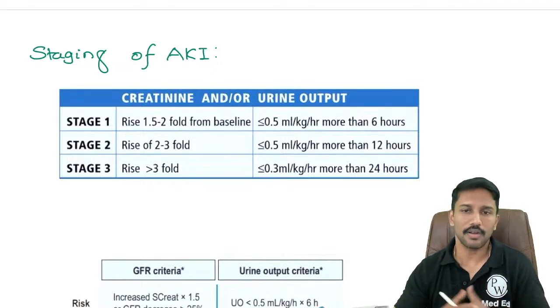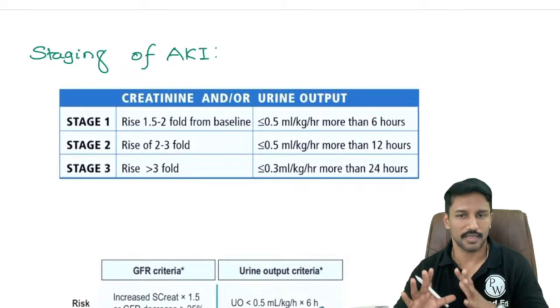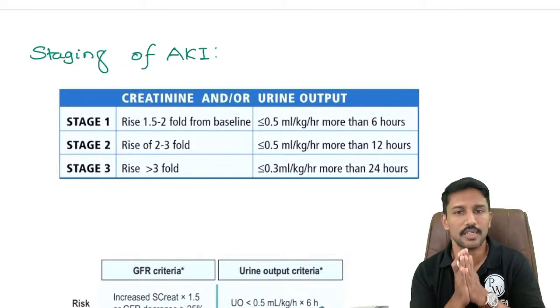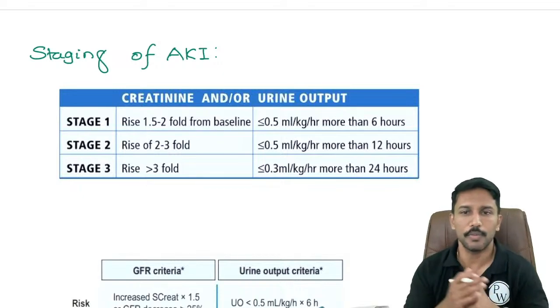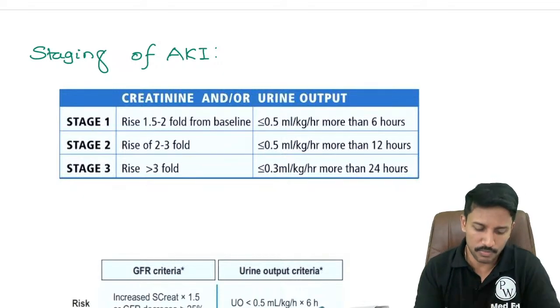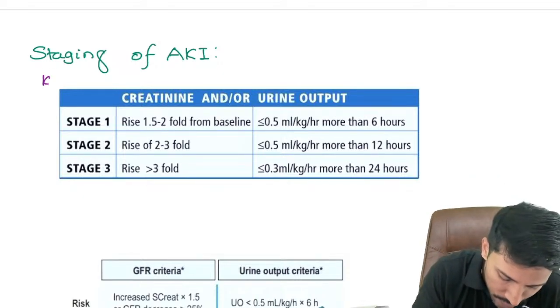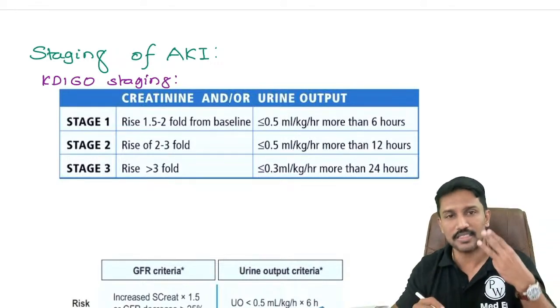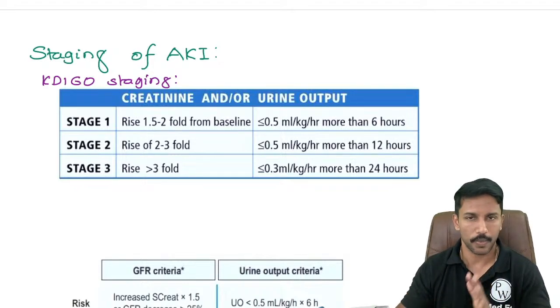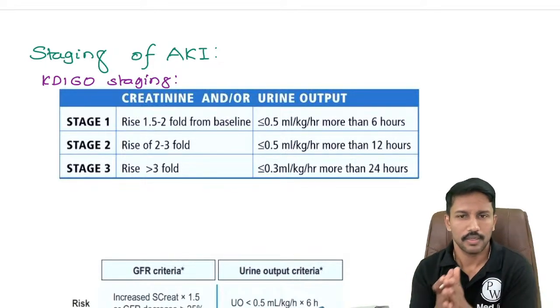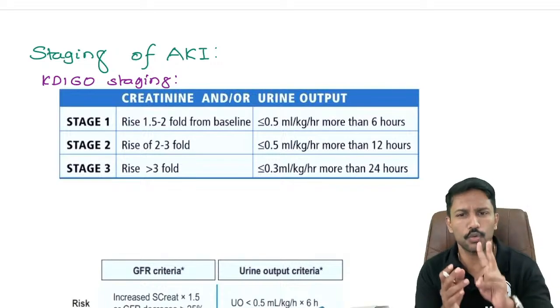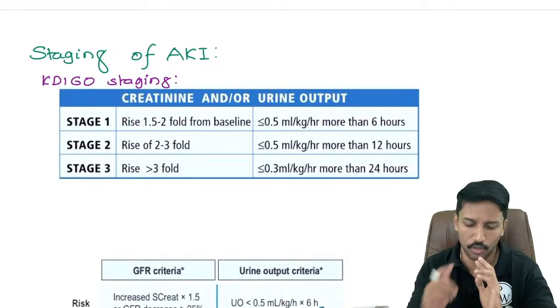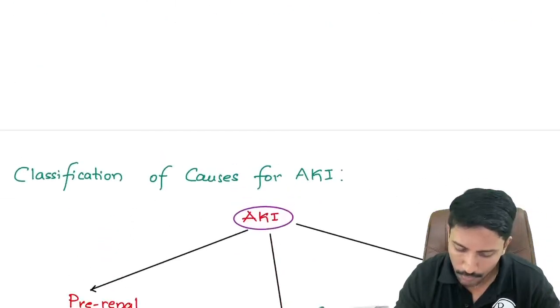Now the next important aspect of the question, where the examiner is objectively looking, is the staging of acute kidney injury. And there will be two staging systems. The first one is called KDIGO staging. In this, the acute kidney injury is staged into 3 stages: 1, 2, 3. Okay, it's pretty easy to remember. For the diagnosis of acute kidney injury, we had 2 criteria, right? Creatinine based and urine output based.